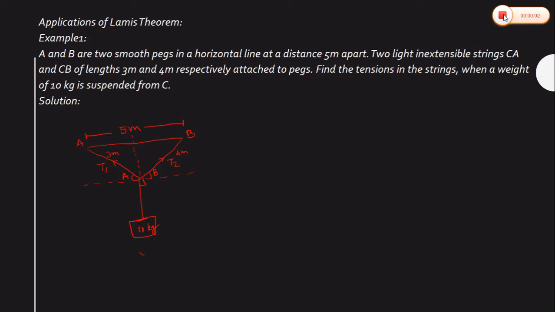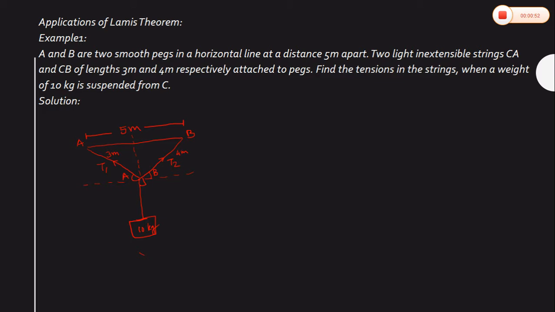So let us see applications of Lami's theorem. Let us illustrate example 1. A and B are two smooth pegs in a horizontal line at a distance 5 meters apart. Two light inextensible strings CA and CB of lengths 3 meter and 4 meter respectively are attached to these two pegs. Find the tensions in the strings when a weight of 10 kg is suspended from point C.